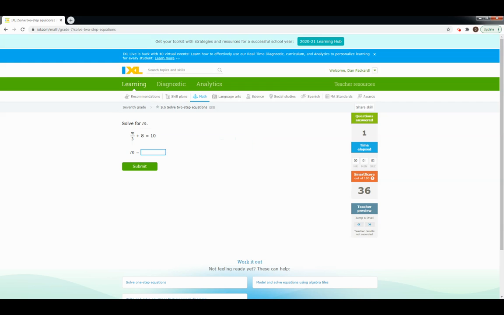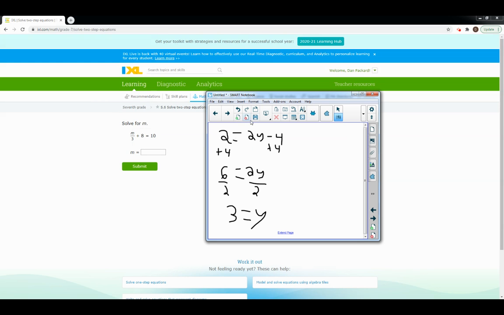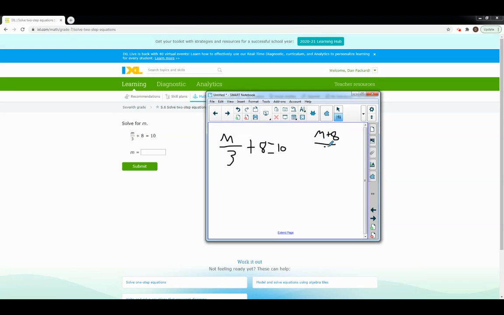All right, this fraction one. Get a blank page. M over 3 plus 8 equals 10. And I'm also going to do m plus 8 over 3 equals 10. So you can see the difference. Okay, so this is the one that's actually here, and this is one I just made up based off of this one. So this one, first things first, we're going to minus 8 from both sides.